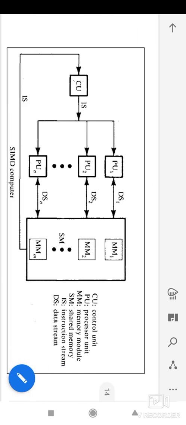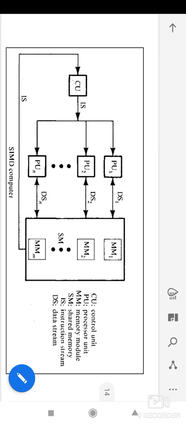So this is the SIMD block diagram. Here we have a single control unit, then different memory units and shared memory modules, MM1, MM2 and MMN. From one of the modules, a single instruction is fetched and given to the control unit, and that single instruction is distributed in parallel onto different processing units. Okay, and they work on different sets of data streams, that is DS1, DS2, DSn, etc.